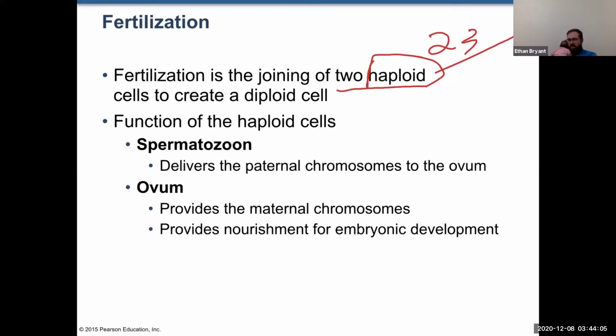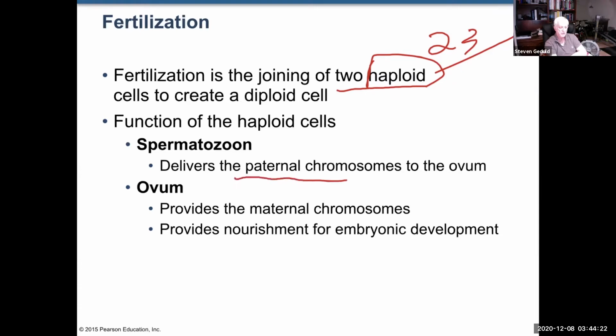Remember, sperm and eggs are haploid cells because when they fuse, each one gives you half the number of chromosomes. So then you have 46 total. The function of haploid cells, the sperm and the egg: the sperm delivers paternal chromosomes, and the ovum provides the maternal chromosomes. The egg also provides nourishment for the embryonic development. That's why it's larger. It has all the nourishment that the fetus is going to need to develop.